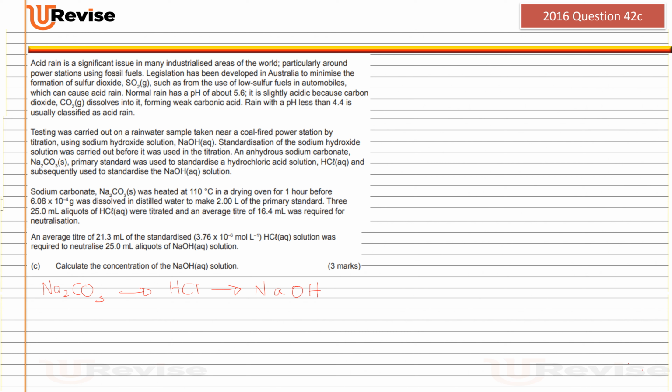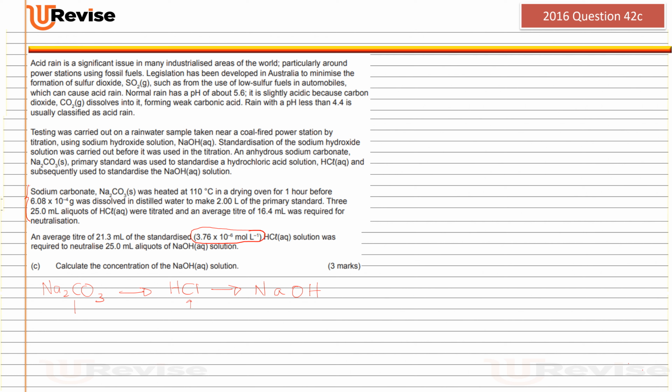In part A, we were given information to prove that the concentration of the HCl was 3.76 times 10 to the power minus 6 moles per liter. And this is the information we were given to prove that. We did that in part A. If you haven't watched part A of this video, you want to go back and watch that one. Now, we know that we use this to standardize that.